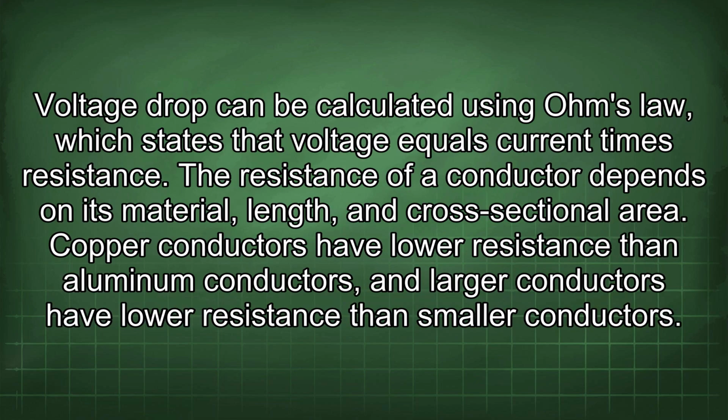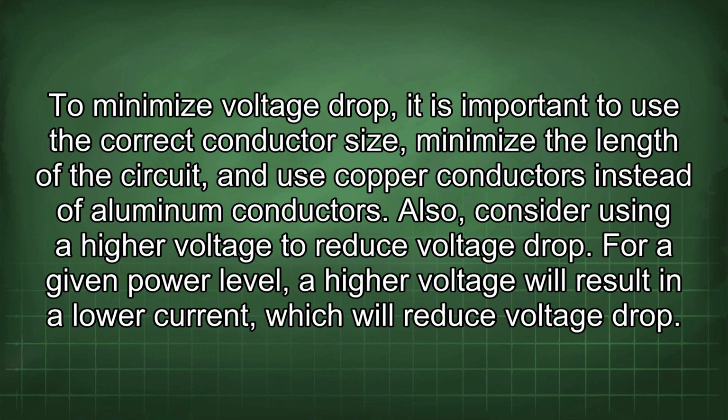Voltage drop can be calculated using Ohm's law, which states that voltage equals current times resistance. The resistance of a conductor depends on its material, length, and cross-sectional area. Copper conductors have lower resistance than aluminum conductors, and larger conductors have lower resistance than smaller conductors. To minimize voltage drop, it is important to use the correct conductor size, minimize the length of the circuit, and use copper conductors instead of aluminum conductors.